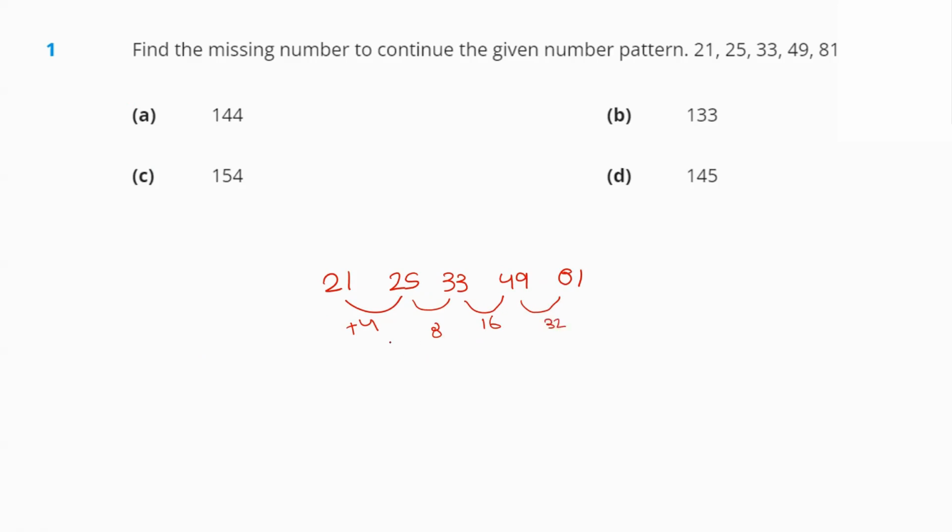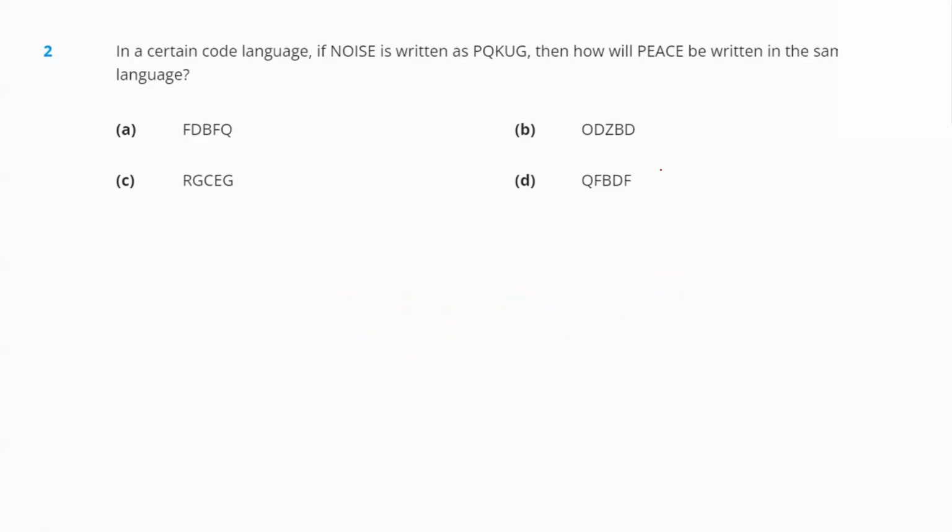So if we look at the pattern, it is doubling every time. So it will be double of 32. Double of 32 is 64. So our answer will be 81 plus 64. It gives us 145. So our correct answer will be answer D. Moving on to the next question.